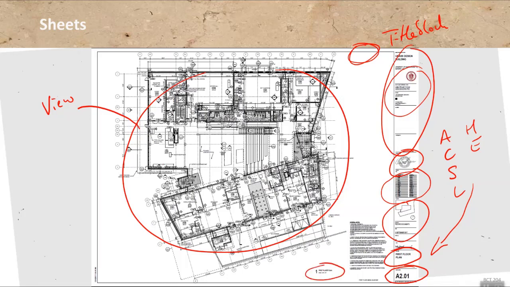Every view has a title, and that is typically a number, a title, and a scale. And only when something's not to scale might the scale be omitted, or it says NTS for not to scale. But there's always a title and a number for the view, because you will want to reference it from other sheets and other places.